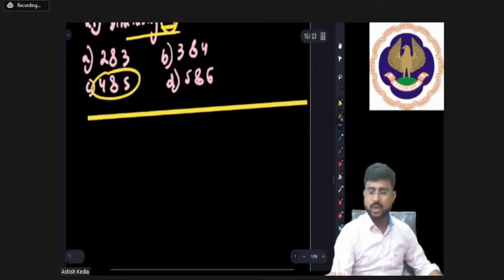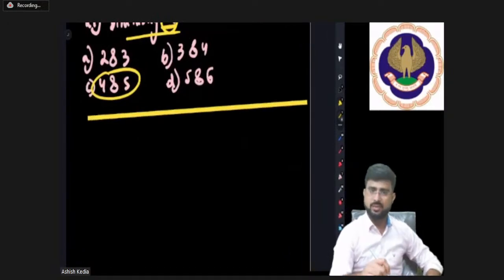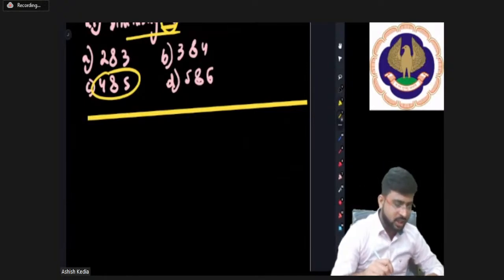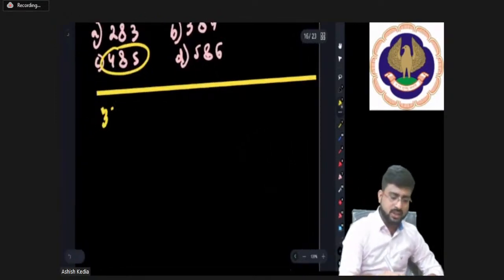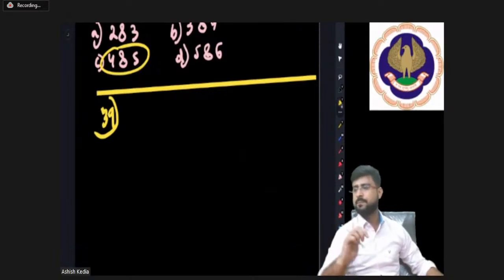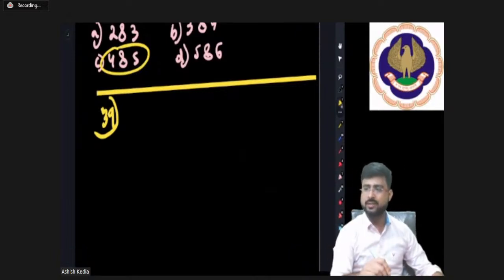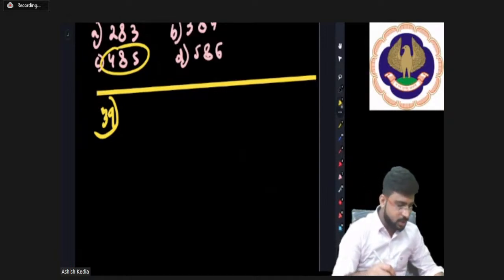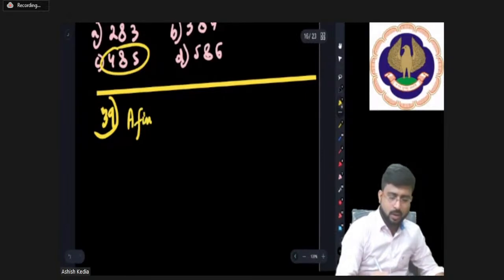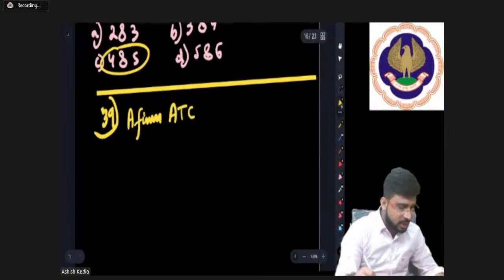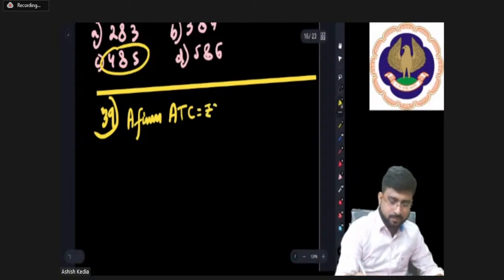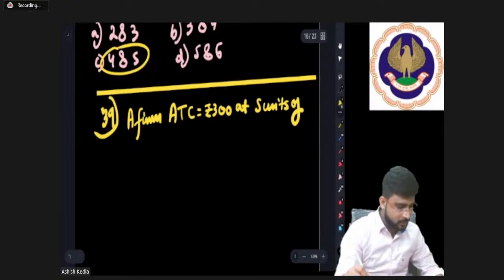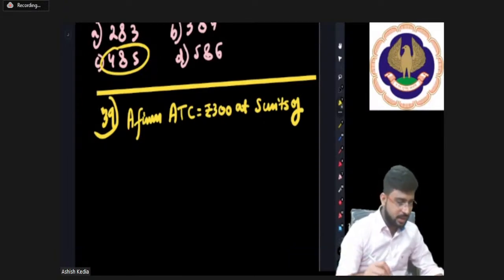Let me ask you the next question. If you have understood this, it's in the institute's material, question number 39. So the question is, a firm's average total cost, ATC, also called AC, is rupees 300 at 5 units of output.